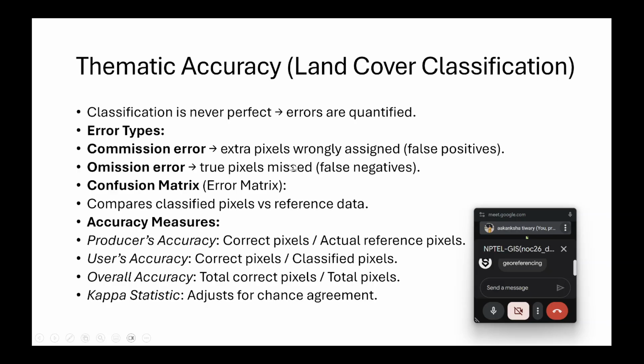Commission error means extra pixels can be wrongly assigned, so it is a false positive. Then omission error means true pixels are missing, so this is called a false negative. And then there is the confusion matrix or error matrix, which compares the classified pixels with the reference data.